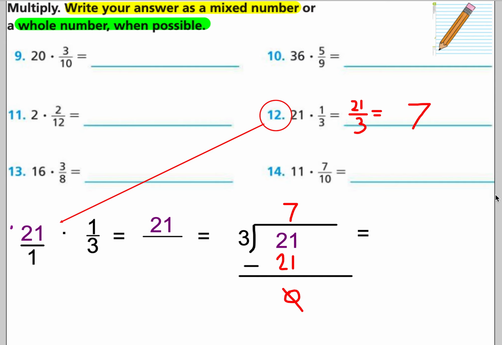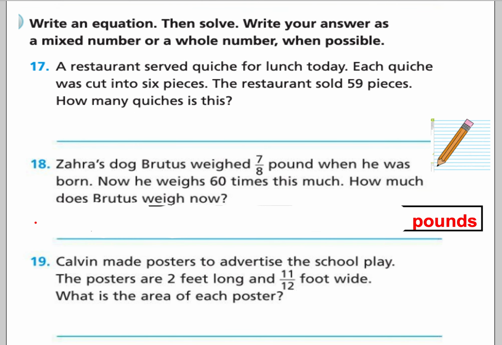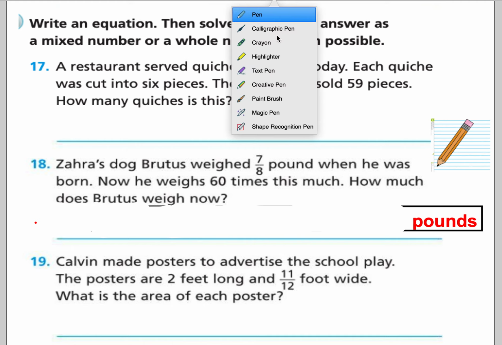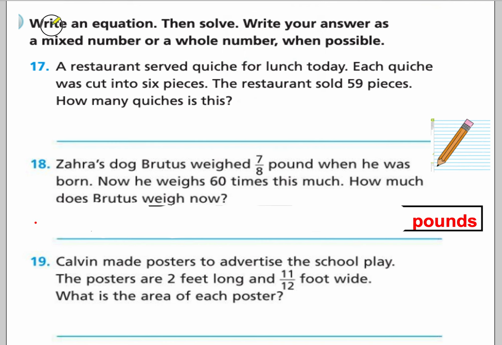Okay, so now the last slide has to do with word problems. And again, number 12 is done for you on your work page. Let's go ahead and go to the real world problems. And we decided to do number 18 together. So the instructions, again, read the instructions. Write an equation, then solve, then write your answer as a mixed number or a whole number like last time. Some of you are skipping part of it. Some of you are forgetting to write the equation. And we're going to do that now. And it's also in the Google slide. All right? So let's get to work.